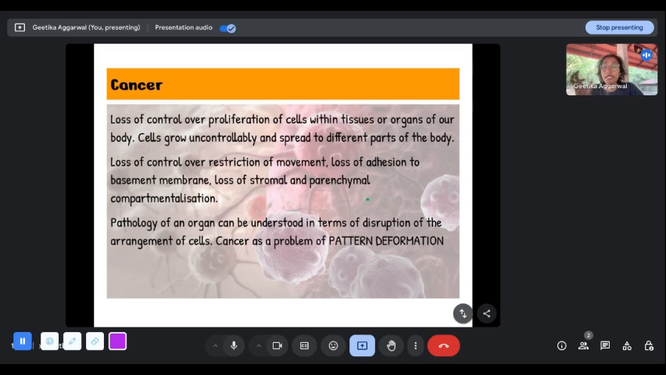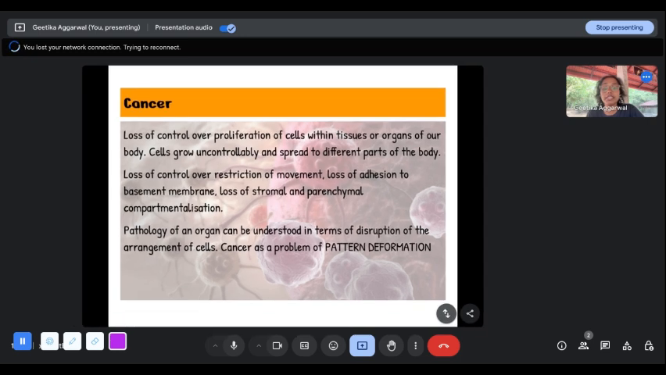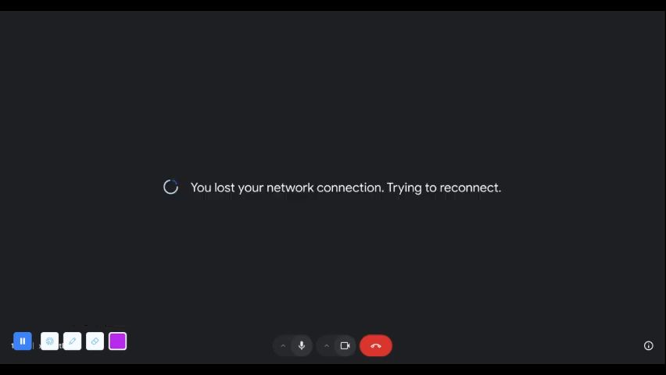So you can understand the pathology of an organ in terms of how the cell arrangement in the organ is getting disrupted. You can see that the organ is diseased because the arrangement of cells in that organ has gotten disrupted. So cancer can also be seen as a problem of pattern deformation, how the cell pattern has been deformed from what it was supposed to be.